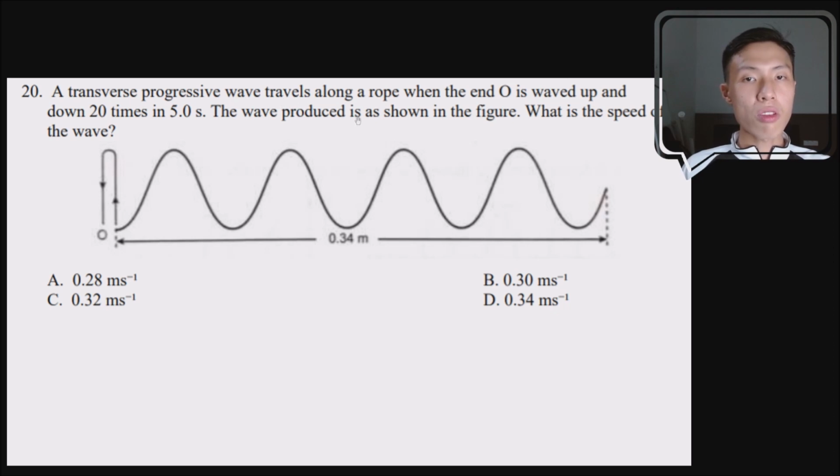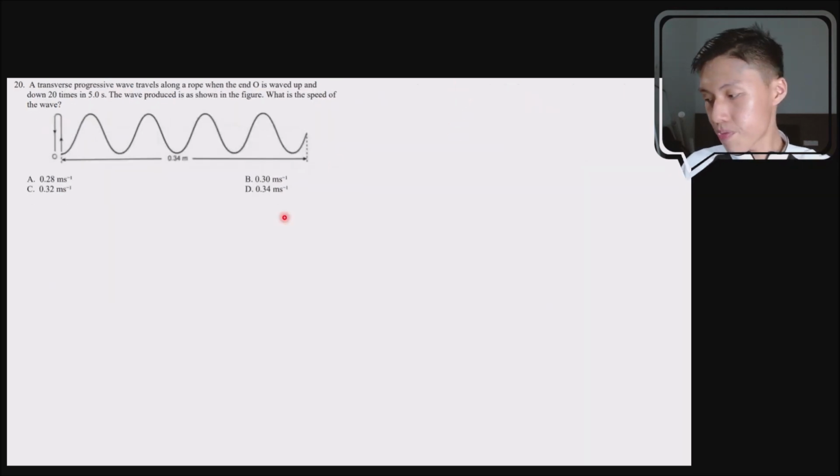Okay, the wave produced is as shown in the figure here. So what is the speed of the wave? We are asked to find the speed of the wave. We know here the value provided is the frequency. So what we need now is the wavelength. Well, how do we determine the wavelength? Well, they already give you the wave pattern. They give you some length measurement. You should be able to determine the wavelength. So let's try to do that.